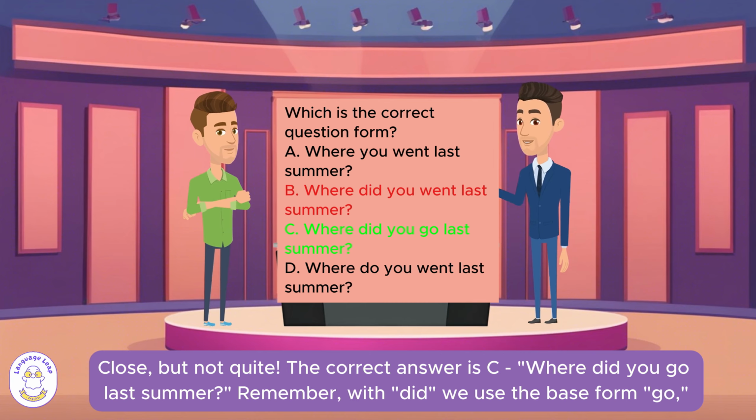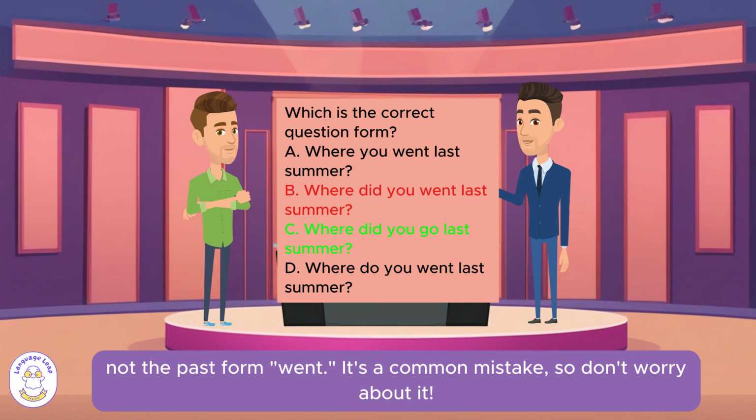Close, but not quite. The correct answer is C. Where did you go last summer? Remember, with did, we use the base form go, not the past form went. It's a common mistake, so don't worry about it.